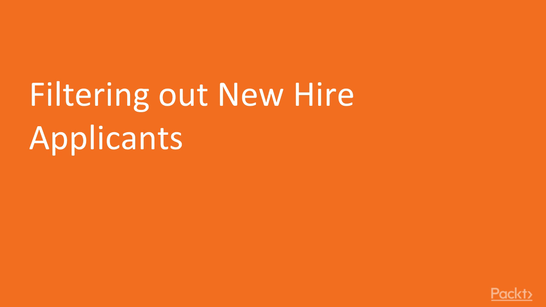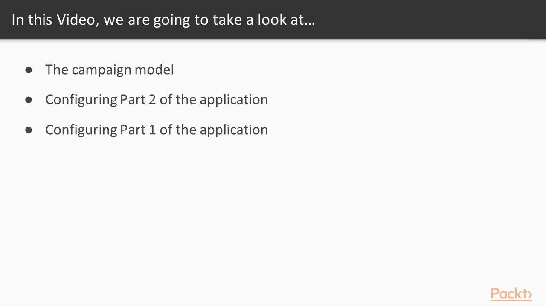The idea behind this recipe is to position the initial application submission as a two-step process where the applicant has to confirm their email address in order to reach step 2. So we're going to go ahead and look at the campaign model for that, and then look at configuring part 2, and then we're going to do part 1. We're going to build backwards, and it'll make sense why as we build the model.